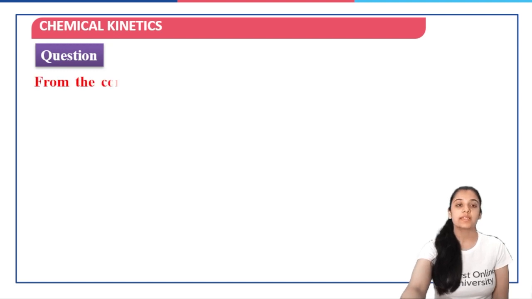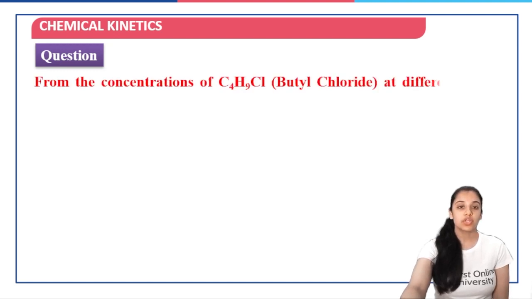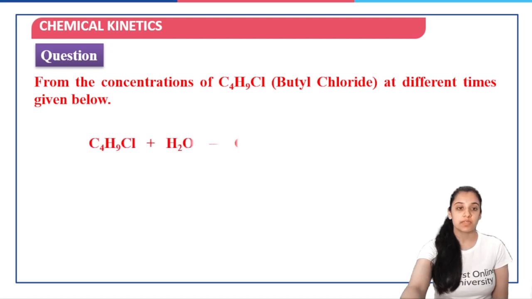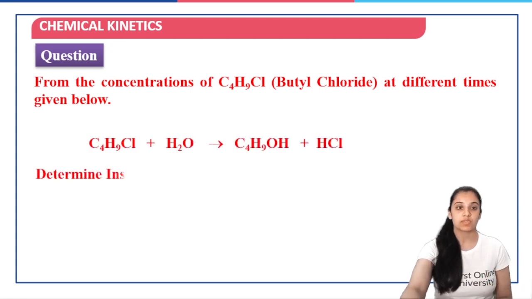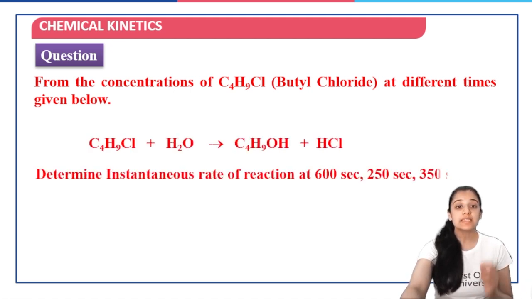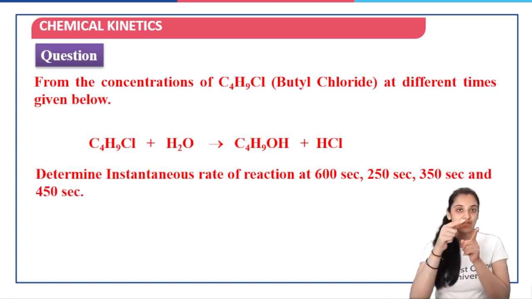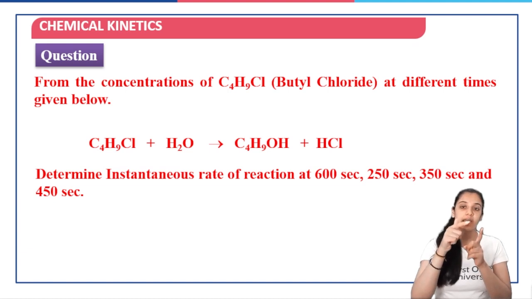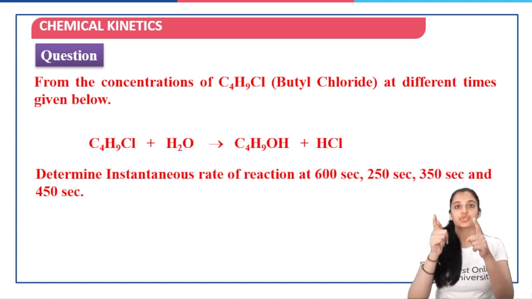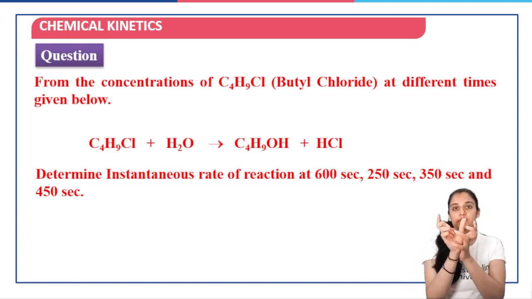Now let us have a look at the next question. From the concentrations of butyl chloride at different times given below, that is using the same table, you have to determine the instantaneous rate of reaction. Now we are not going to determine the average rate between a given time period from T1 to T2, where you subtract the time to get the time taken.